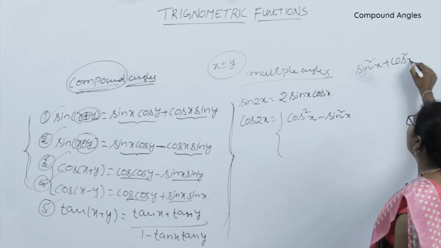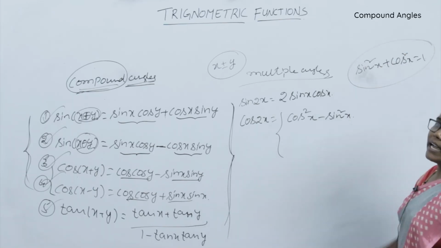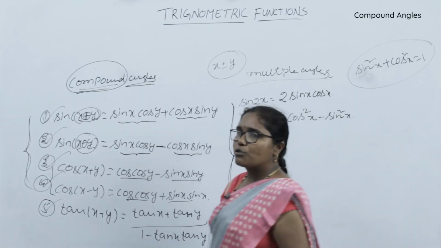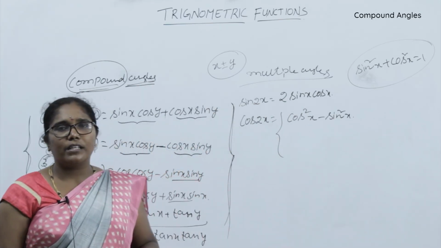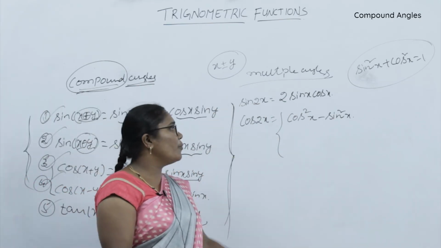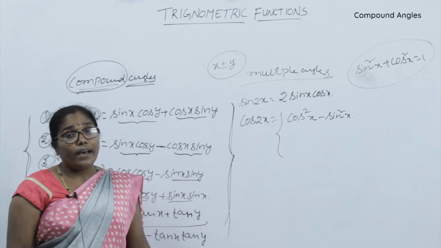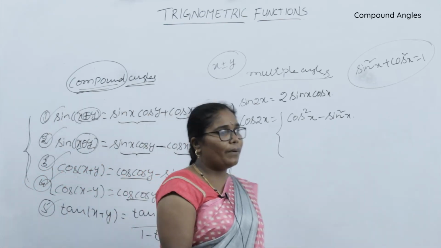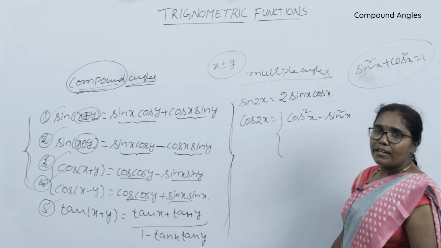Don't be confused. In the basic identity, only when sin square x plus cos square x is there, with the plus, do we write 1. But the cos 2x formula here is cos square x minus sin square x. Keep it in mind and remember the formula, very important.